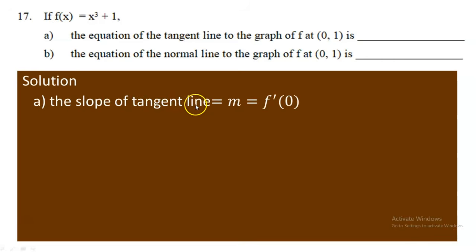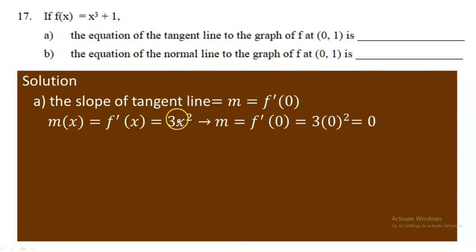First, you have to determine the slope of a tangent line. It's called m, guys. So the slope of the tangent line at this point is nothing but f derivative at what? At the x component, that means at 0. So f derivative at 0 must be calculated. This represents the slope of the tangent line for this function at this point, okay? So we need to determine the derivative of this function first, and that is nothing but 3x squared, as you see.